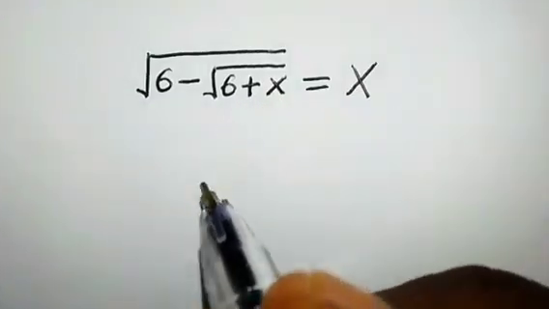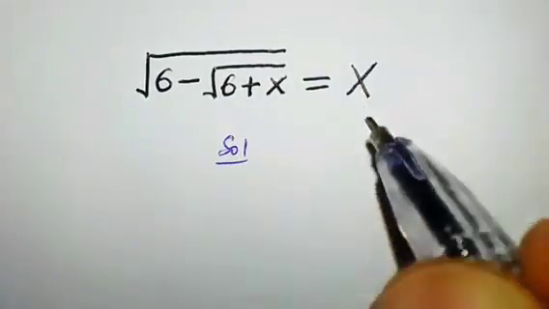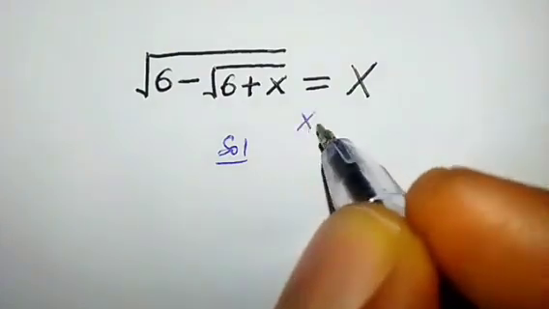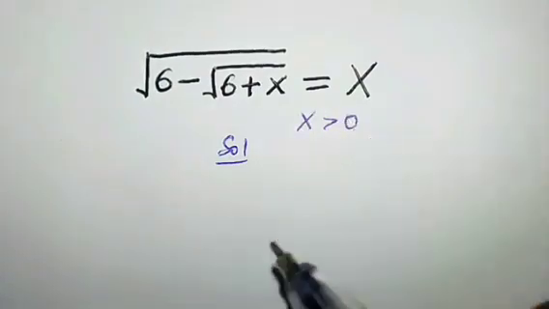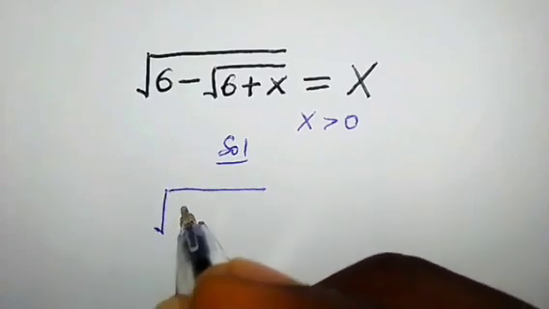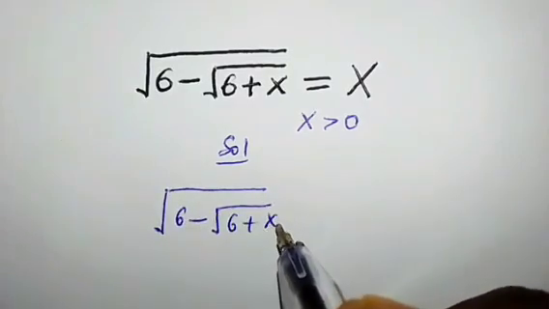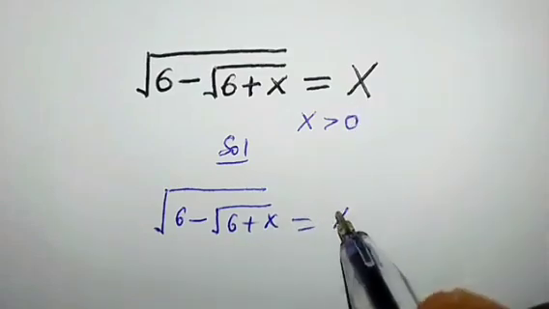How do we solve this algebra question? Solution. Before we continue, we have a condition for x. And the condition is that x is greater than 0. So let's continue. We have square root of 6 minus square root of 6 plus x equal to x.